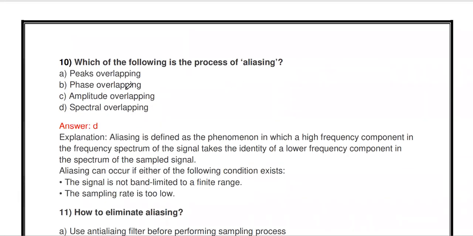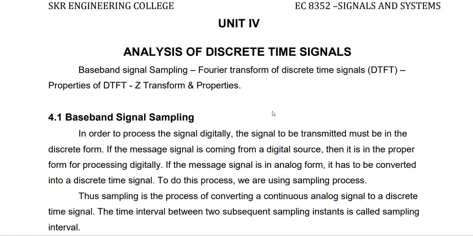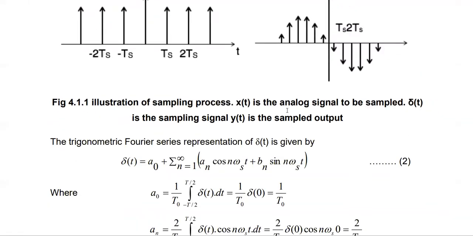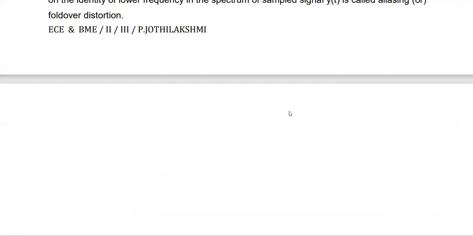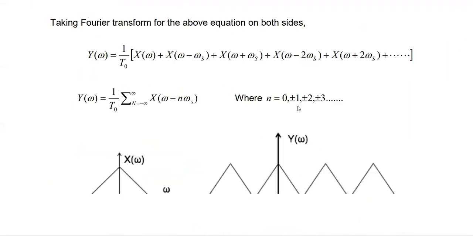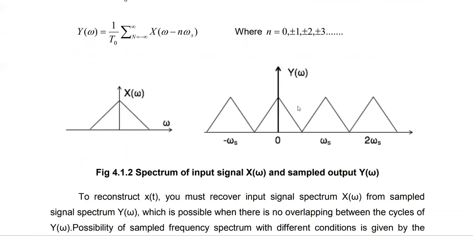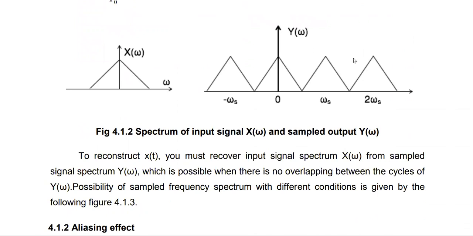Then the next one, which of the following is the process of aliasing? So aliasing means the overlapping of the spectrum. You see the overlapping of the spectrum, the higher frequency component of one spectrum is overlapped with the other, if we are choosing the sampling frequency fs less than 2 fm.